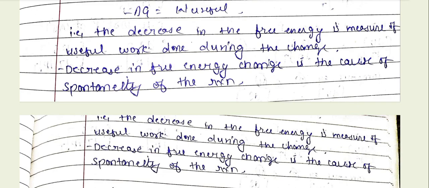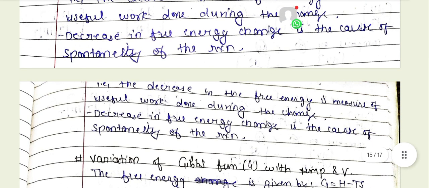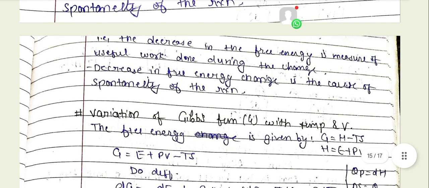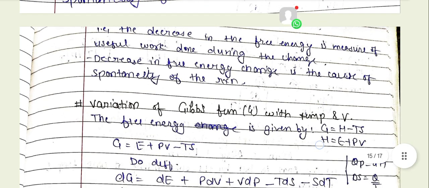That is, the decrease in the free energy is a measure of the useful work done during the change. The decrease in the free energy change is the cause of the spontaneity of the reaction.